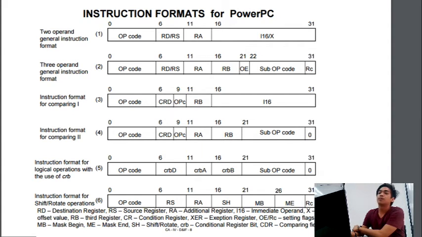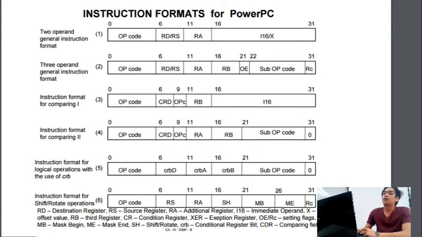Instruction formats for PowerPC. There are 6 kinds of instruction formats. First, the 2-operand general instruction format. It consists of opcode, destination register or source register, an additional register, and an immediate operand. The second is the 3-operand general instruction format. It consists of opcode, destination register or source register, an additional register, a third register, setting flags, and the sub-opcode.